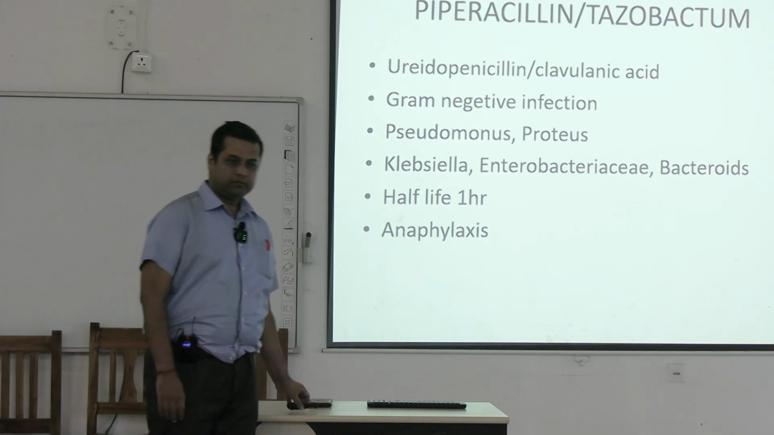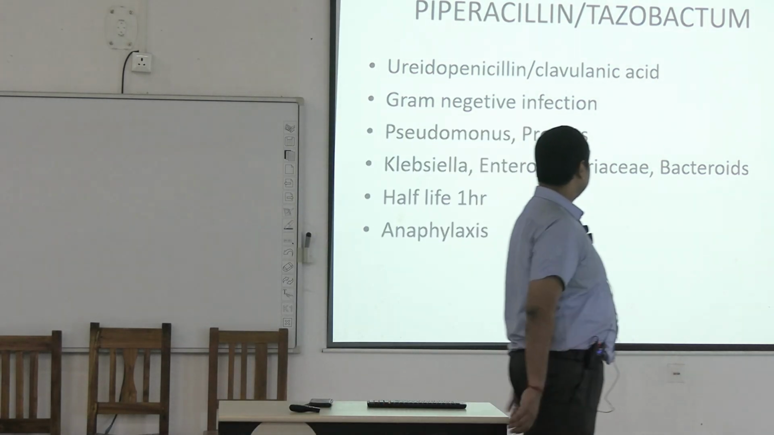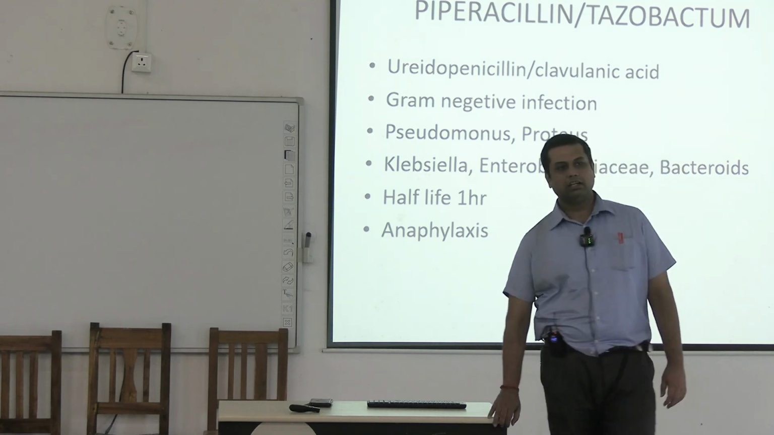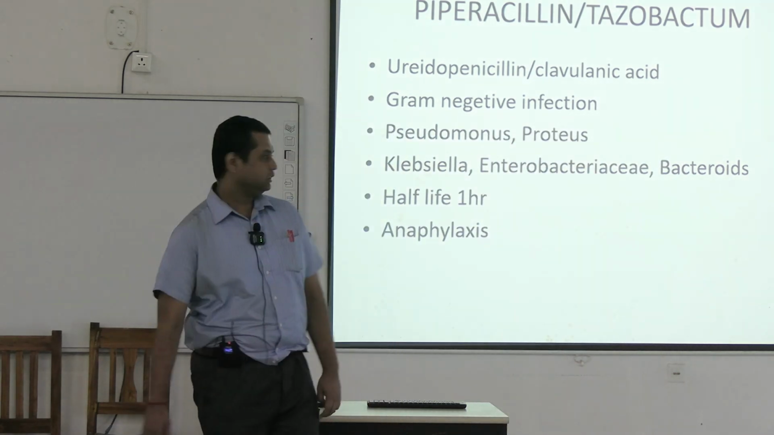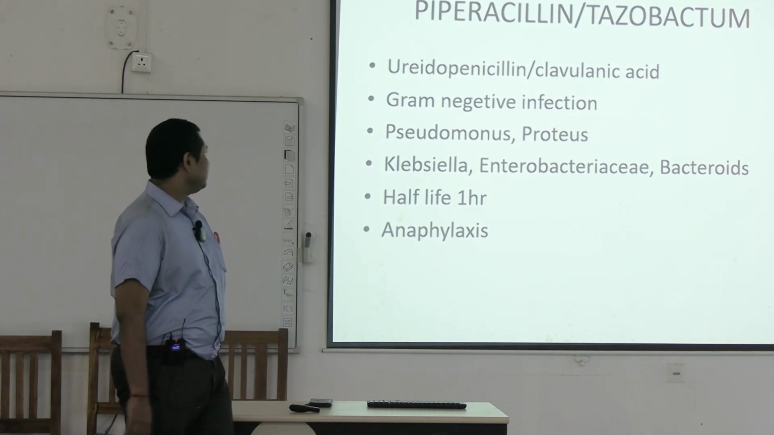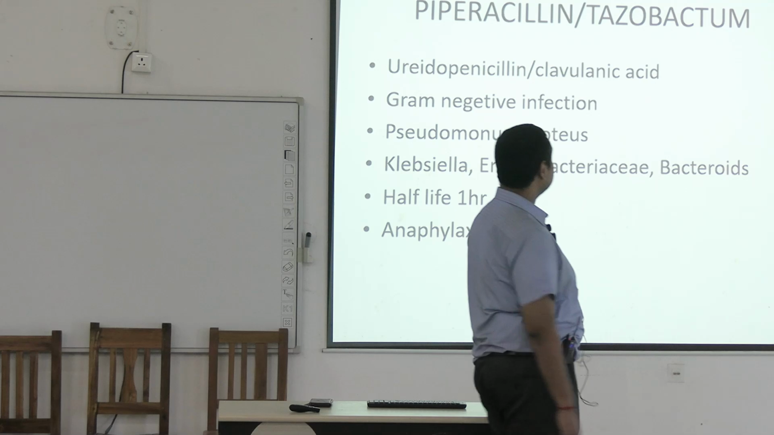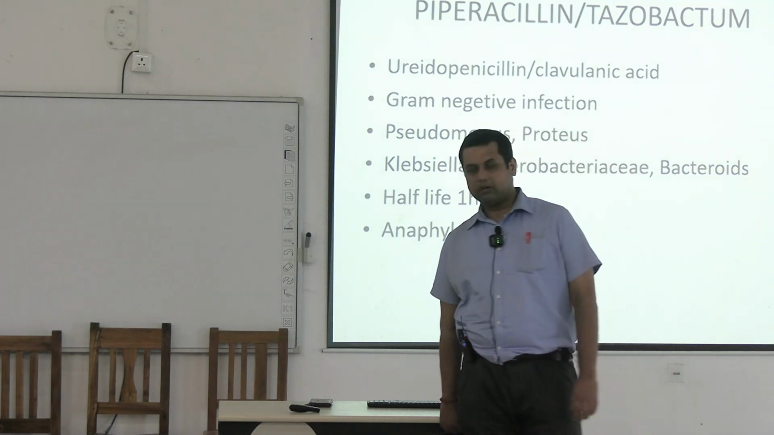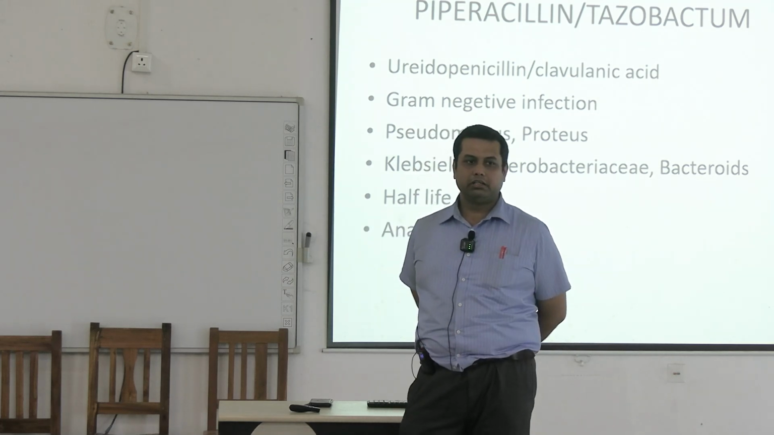Let's come to the first drug. So, combination of Piperacillin and Tazobactam. Piperacillin is a beta-lactam antibiotic. It's a ureidopenicillin, and Tazobactam is a clavulanic acid analog. So, how does clavulanic acid and this beta-lactam antibiotic act?